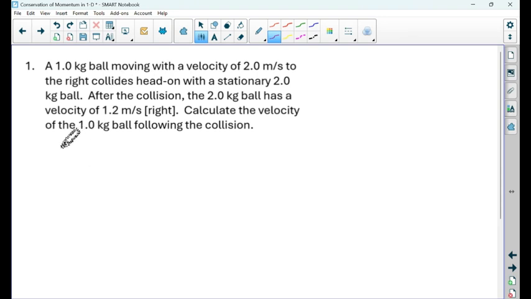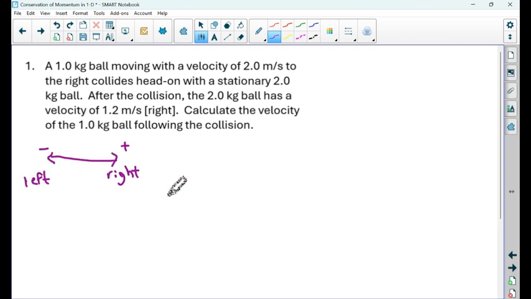First of all, we got to pick our directions. So let's do that. I'm going to pick left and right. So here's right and here's left. And I think I'm going to choose right as my positive and left as my negative, although that is an arbitrary choice.